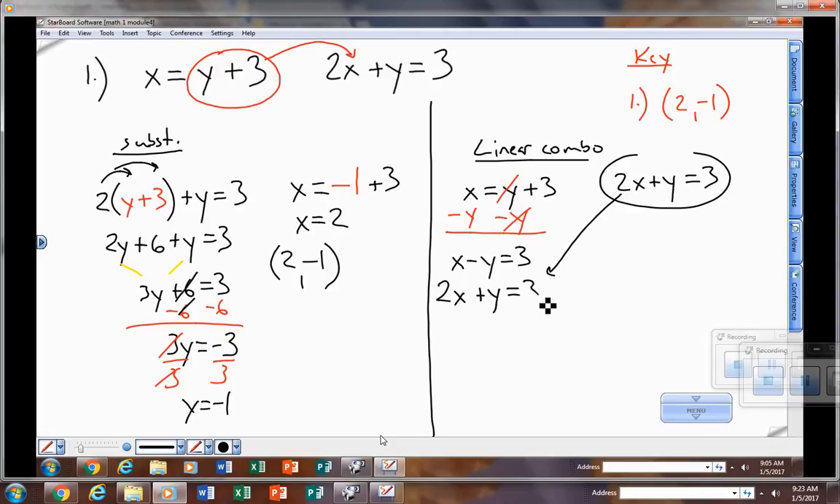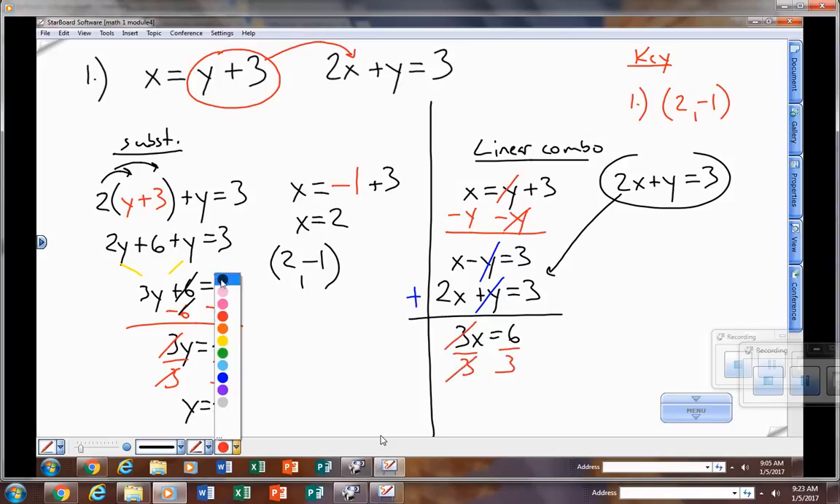And then I add straight down. My x and 2x are going to combine to give me 3x. My y's, because they're opposite, will cancel. So I get 3x equals 6. Divide both sides by 3. And I get that x equal to 2, the same answer I got using substitution.